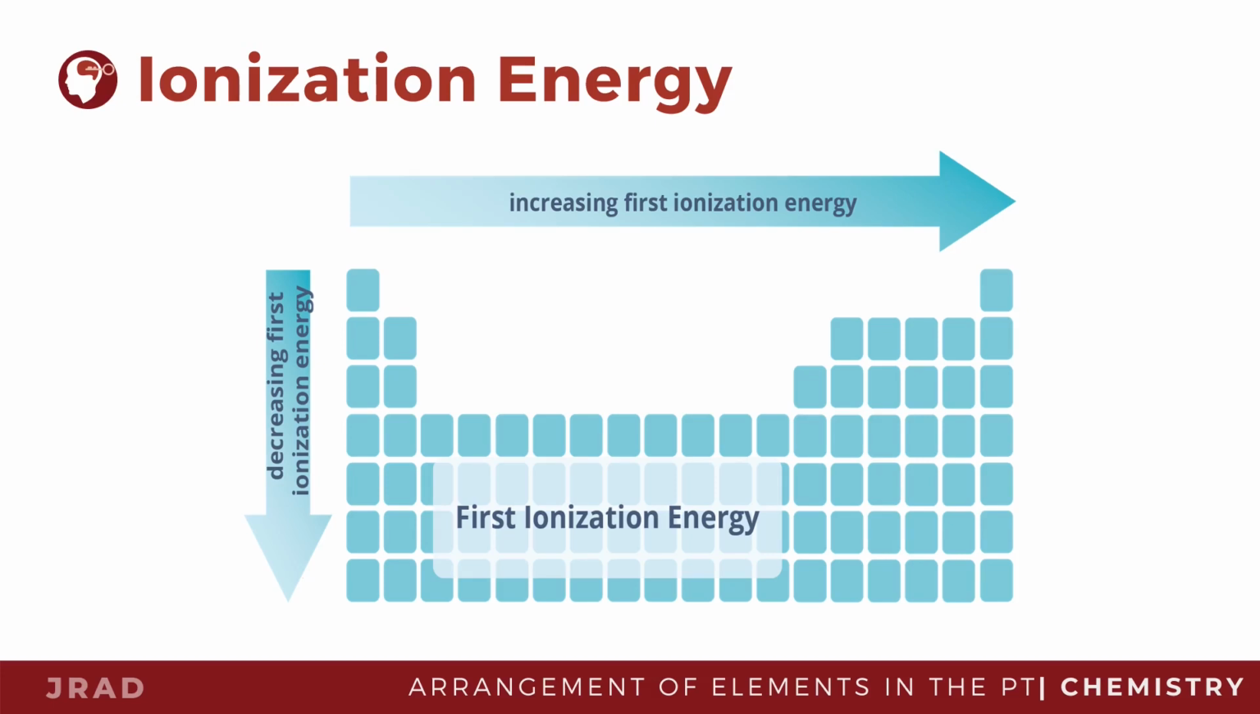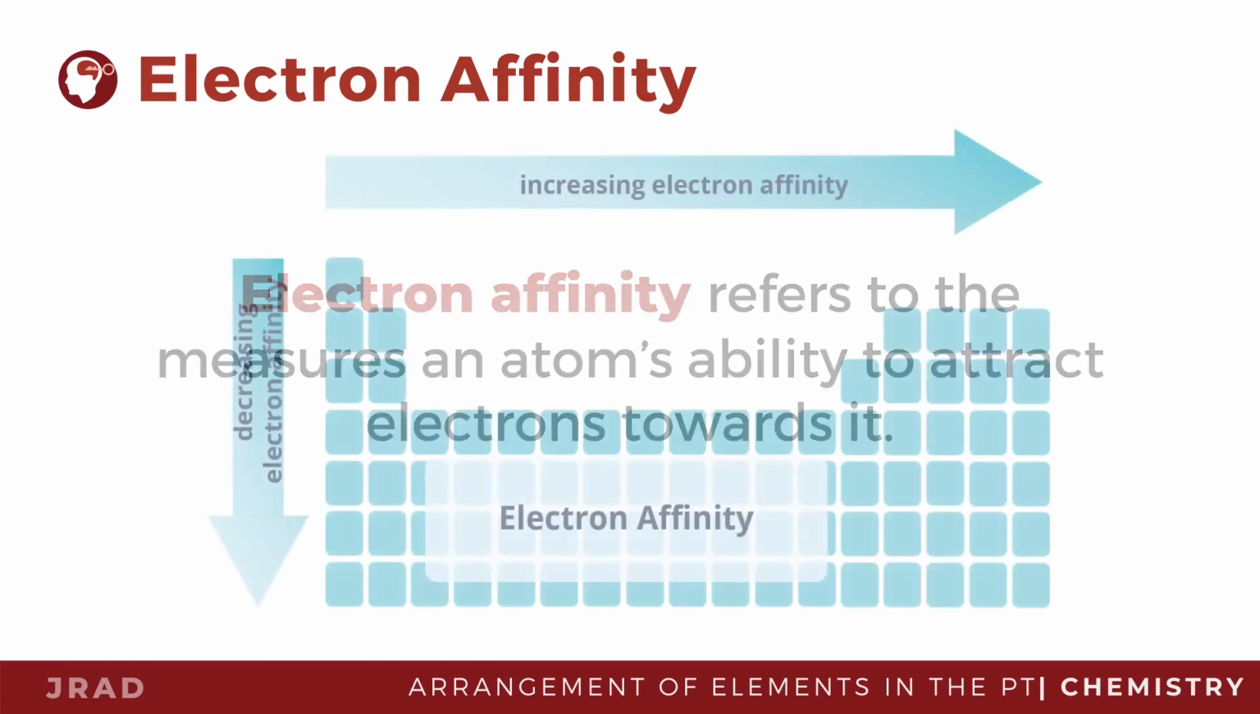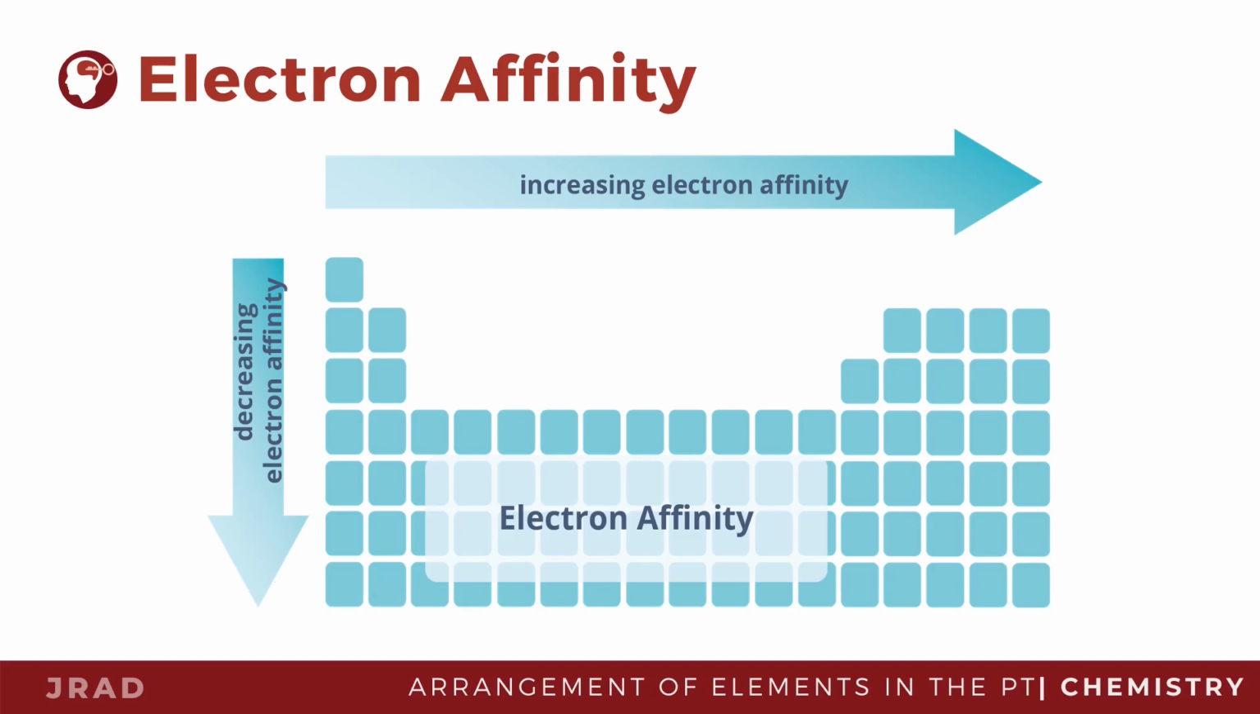Electron affinity refers to the measure of an atom's ability to attract electrons towards it. Electron affinity depends upon the electron configuration of the elements. Electron affinity increases from left to right and decreases from top to bottom of the periodic table.